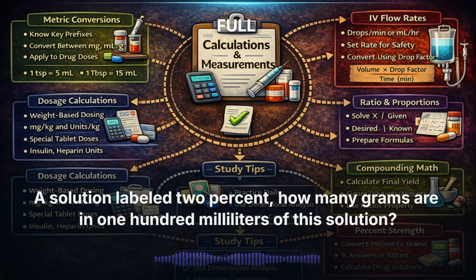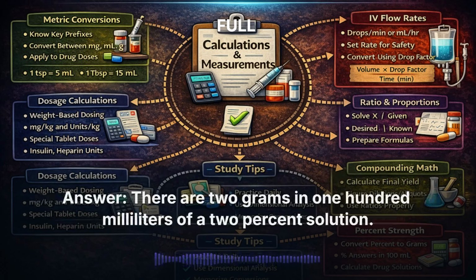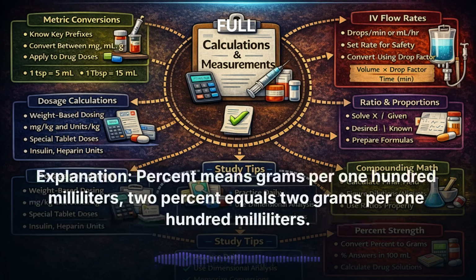3. A solution labeled 2%. How many grams are in 100 milliliters of this solution? There are 2 grams in 100 milliliters of a 2% solution. Percent means grams per 100 milliliters. 2% equals 2 grams per 100 milliliters.